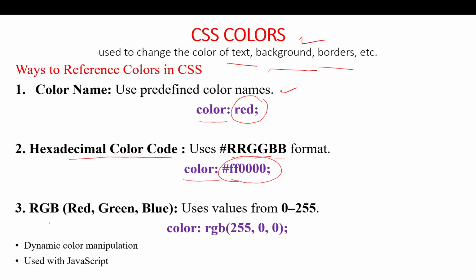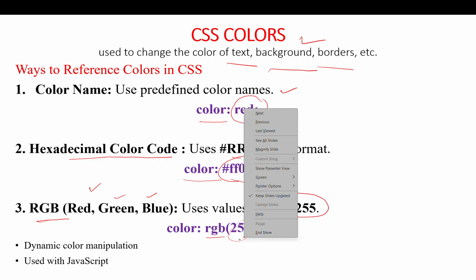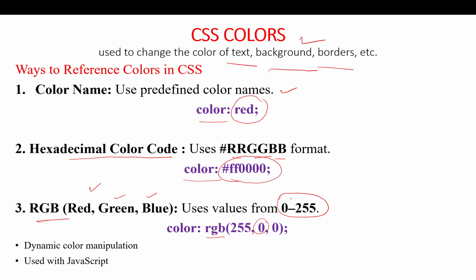The third way to use CSS color is by using the RGB method. In the RGB method, we need to pass the values of red, green, and blue, with values from 0 to 255. So let us say here the RGB method has the red value as 255, the green value as 0, and the blue value as 0. And the color allotted for this value will be displayed on our page.